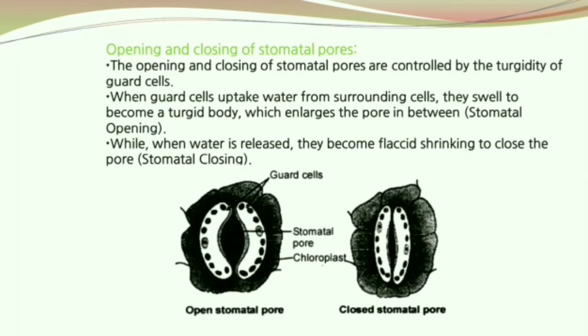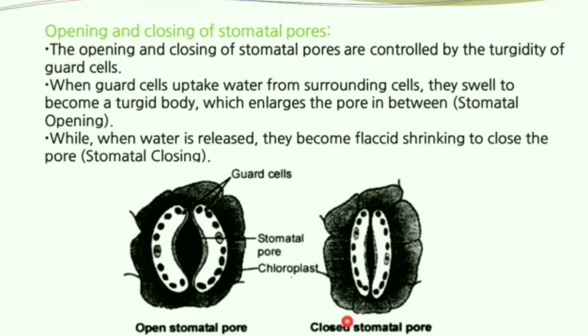Opening and closing of stomatal pores. The opening and closing of stomatal pores are controlled by the turgidity of guard cells. When guard cells take up water from the surrounding cells, they swell to become turgid, which enlarges the pore in between. While when water is released, they become flaccid, shrinking close to the stomatal pore. This is termed stomatal closing.